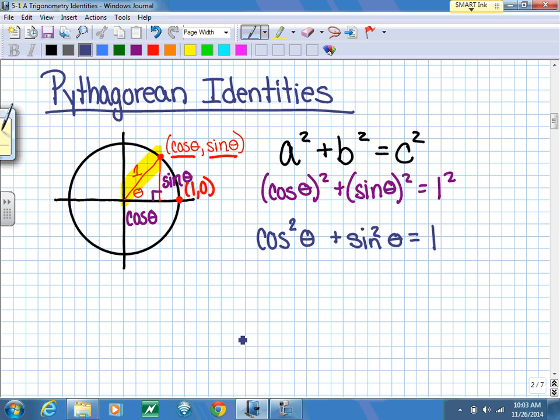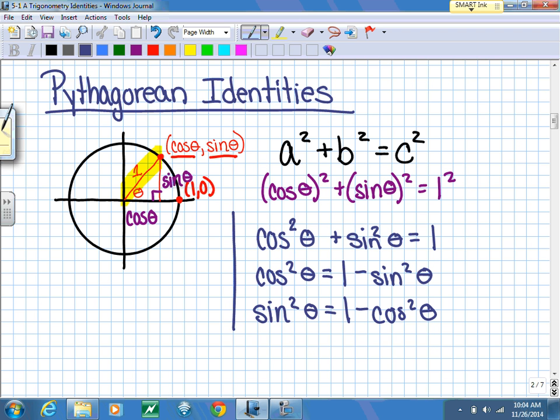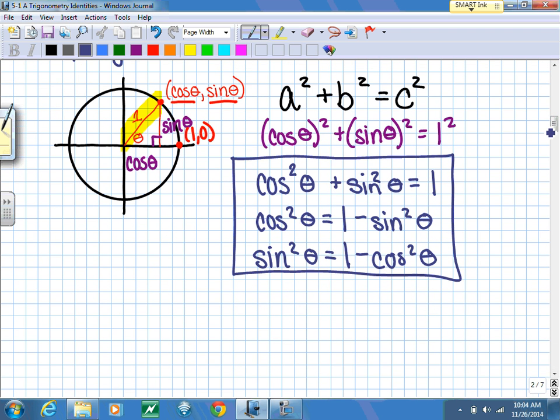Now with this Pythagorean identity, I can also create 2 other identities to go along with it. We could create one saying that the cosine squared of theta is equal to 1 minus the sine squared theta, just because I'm solving for cosine squared theta. And we could do the same thing if we wanted to solve for sine squared theta, where I would take 1 minus the cosine squared theta. These are just 3 different ways that we can write out the Pythagorean identity, and we're going to be using them quite a bit over the next couple days.